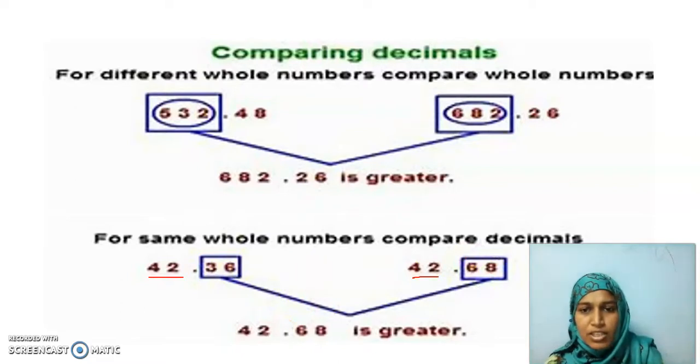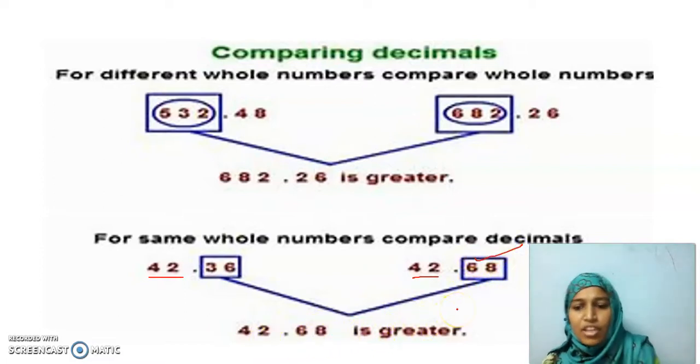Are they like decimals now? Here I have 0.36. Here I have 0.68. Are they like decimals? Only 2 numbers here. Here also 2 numbers. Yes, like decimals. Is 36 greater or is 68 greater? This 68 is greater. So I can say 42.68 is greater. Is it clear, my dear children?